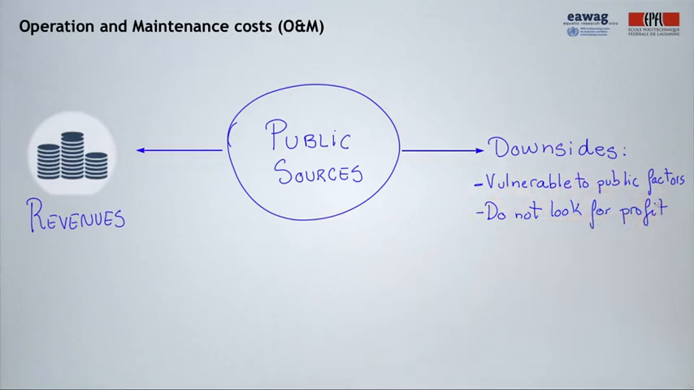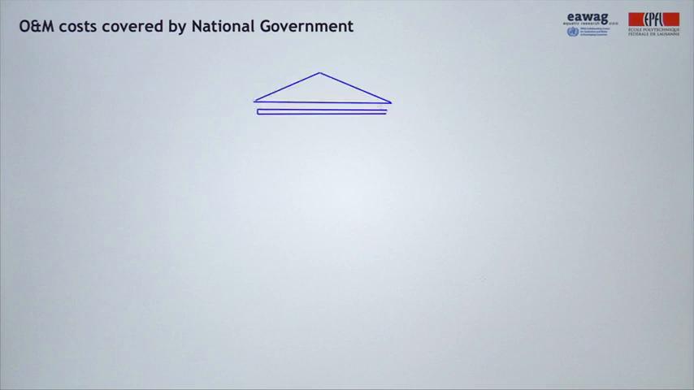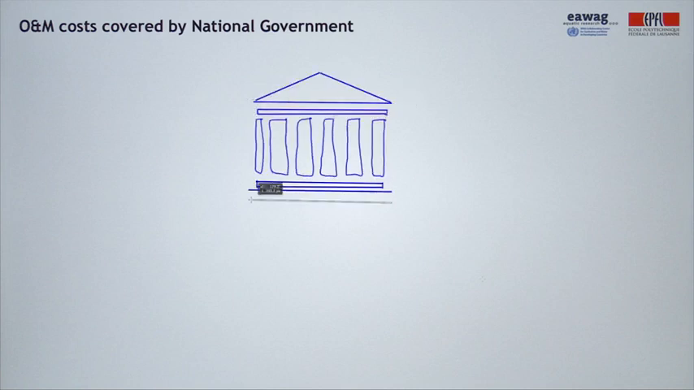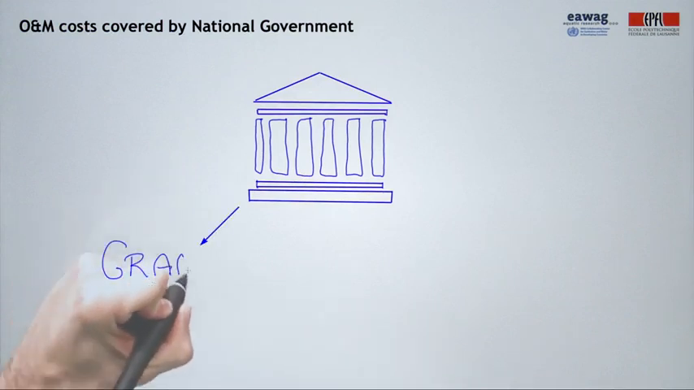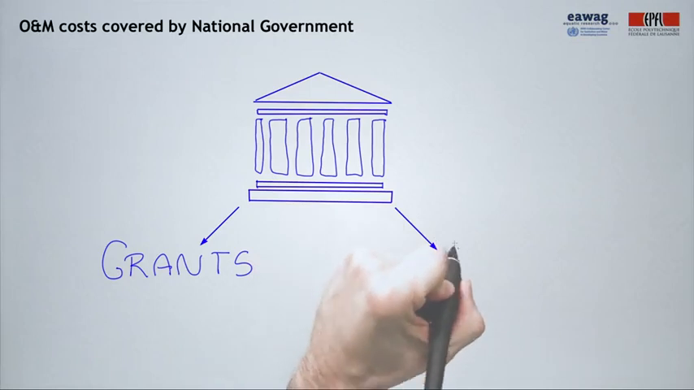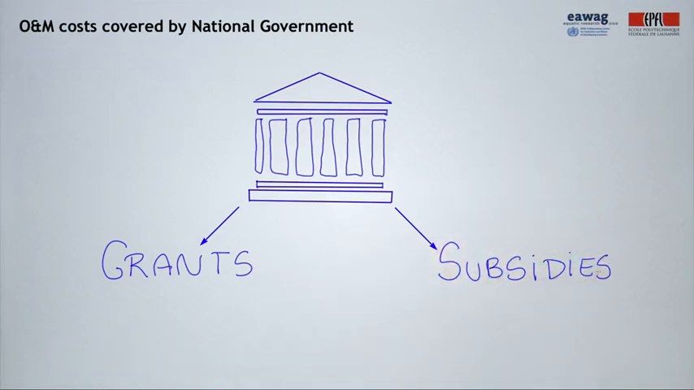We distinguish 3 main sources of revenues: national government, local government, and users, which can be the residents themselves or private enterprises. The national governments often assign grants and subsidies to supplement local revenues, since in most municipalities in developing countries, these are insufficient to cover all the operation and maintenance costs. This is the case in Cameroon, where the national government subsidizes 85% of the operation and maintenance costs.